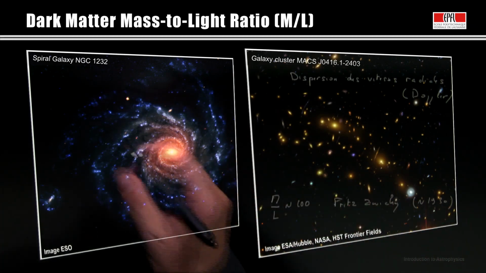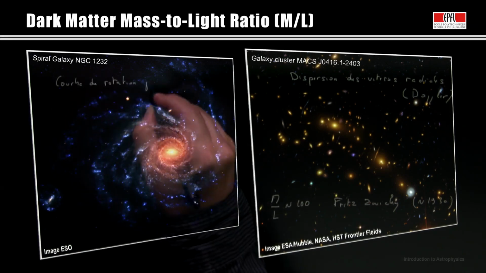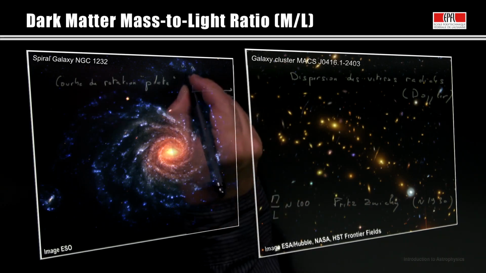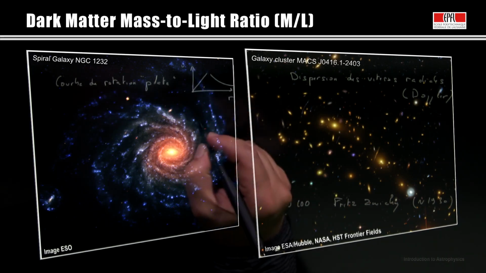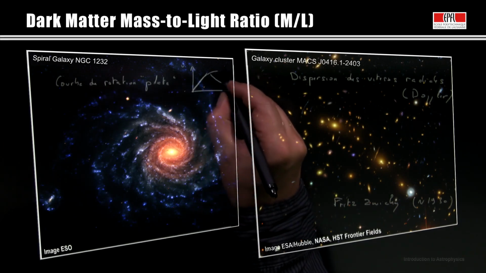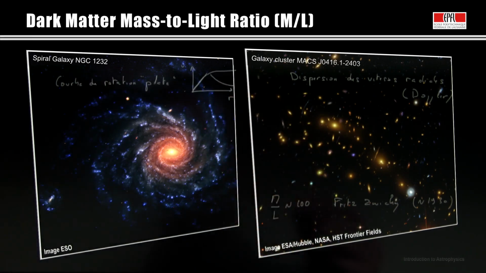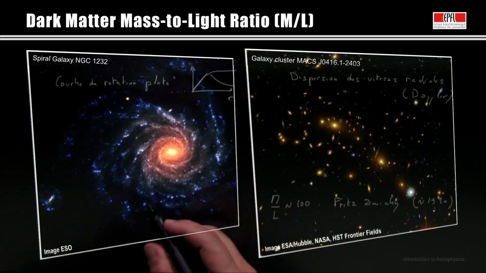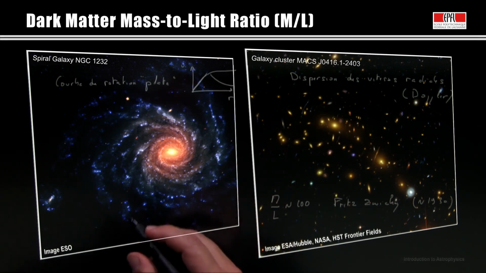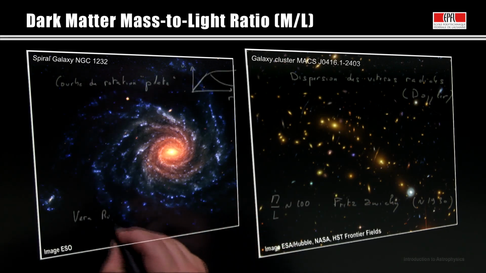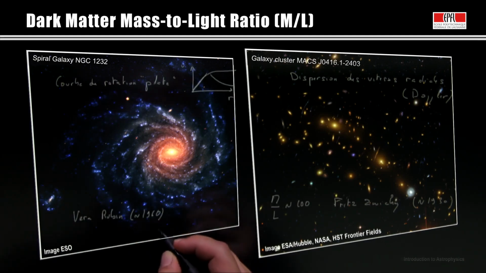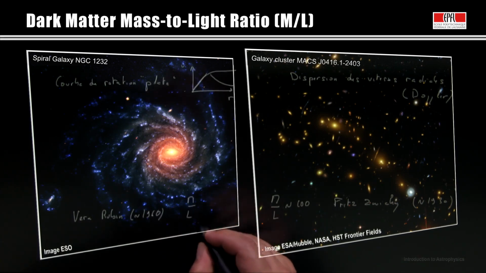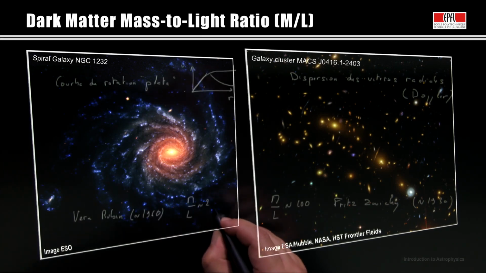For spiral galaxies, where it is the rotation curve that is the observable, the rotation curve is flattened at large radii. If you remember, we had the predicted curve in this form, while the observed curve showed a flat part. The difference between those two curves indicates the presence of dark matter. The rotation curves were first measured by Vera Rubin in the 60s and used to reveal dark matter in spiral galaxies. The ratio M divided by L for spiral galaxies is typically of the order of 2 to 10.